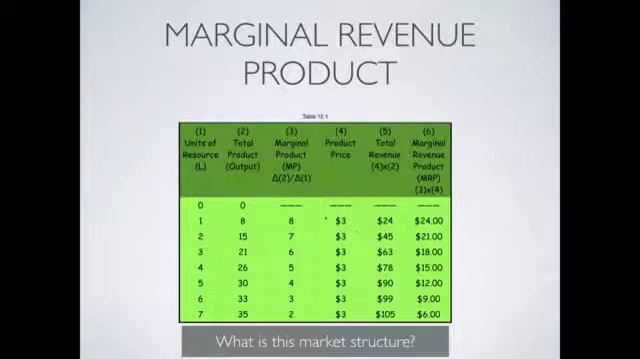Now, if we take a look at this, what we end up seeing is that the price is constant regardless of the level of output. That is a perfectly competitive marketplace. So be aware that you might be asked a question, taking a look at this table, that if you see when you're calculating marginal product that the price remains constant, we're talking about a purely or perfectly competitive marketplace.